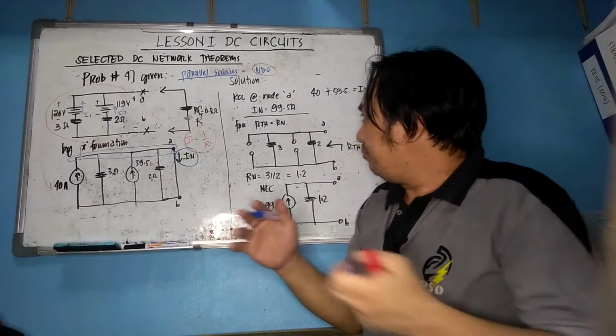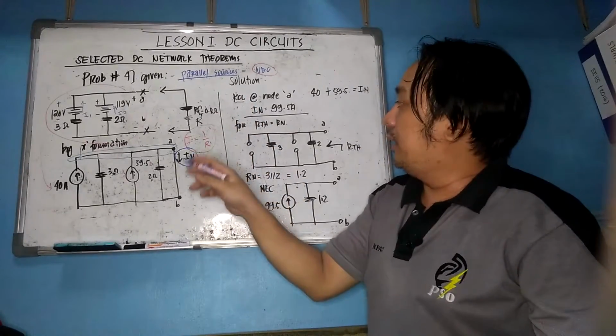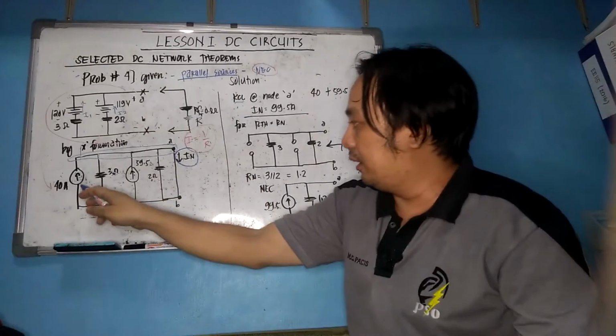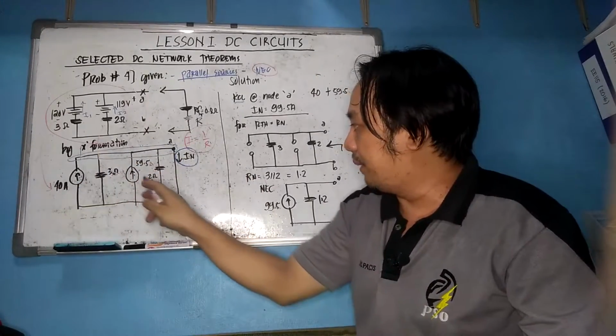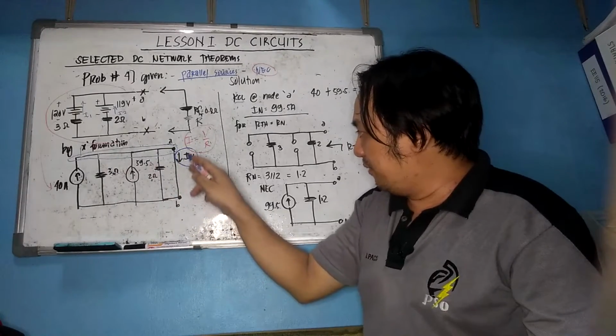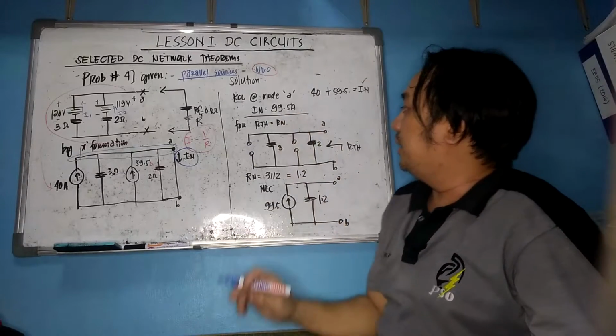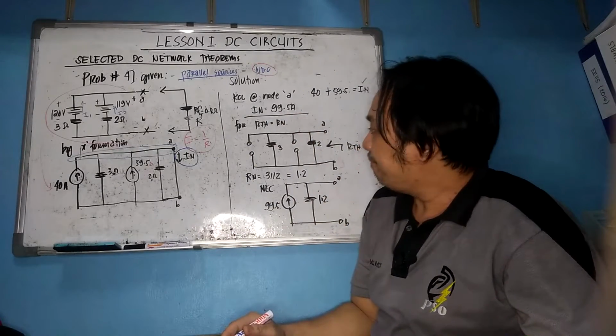Okay. Now KCL at node A, so we know KCL, current entering is equal to current leaving. Current entering at node A, which is 40 amperes and 59.5, is equal to the current leaving, IN. And if you add this, the answer is 99.5 amperes.